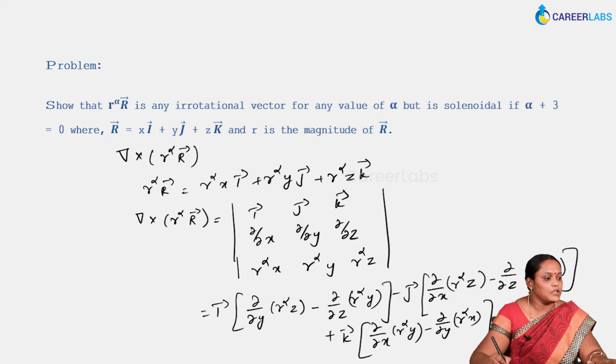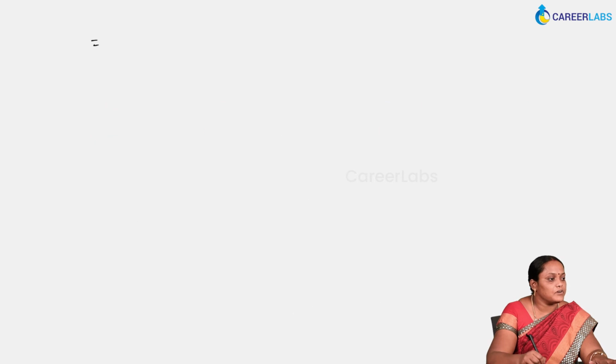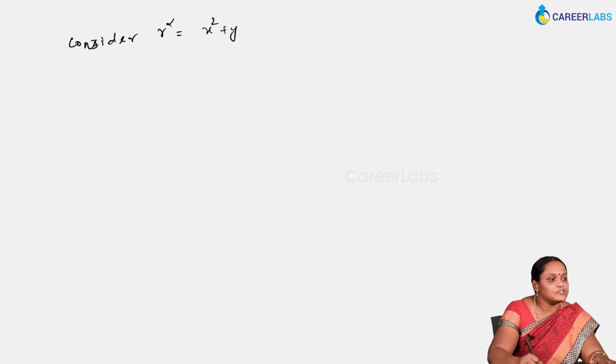So this will be equivalent to, what is r to the power alpha? See, consider this r to the power alpha. r to the power alpha is nothing but, r is nothing but (x² plus y² plus z²) to the power 1/2.